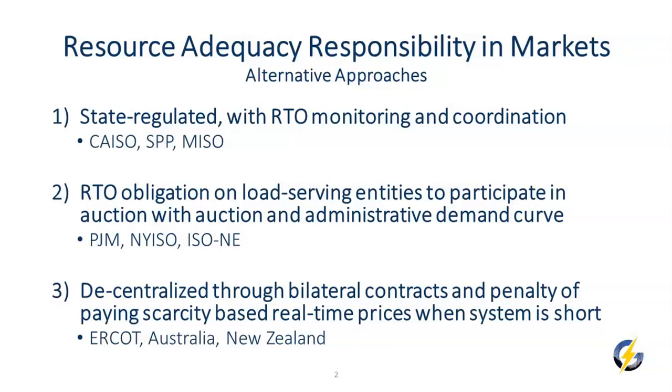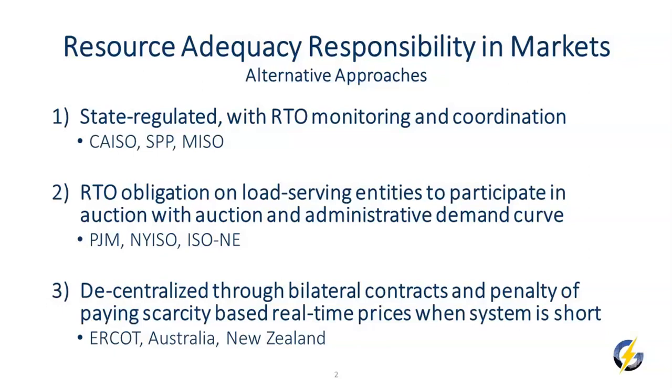The second model is there's an RTO obligation. They actually determine the capacity need, and they place that obligation on load serving entities. And then across the Northeast, these three RTOs, there's a mandatory auction, or call it a capacity construct, with an administrative demand curve.